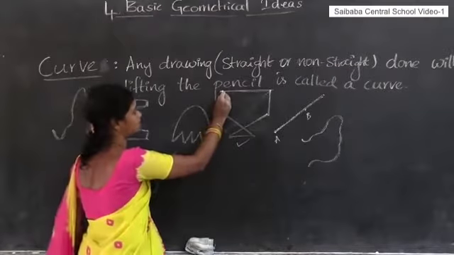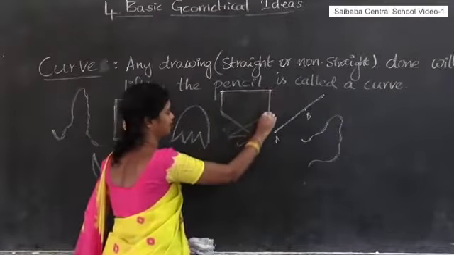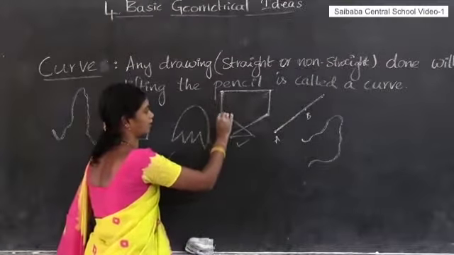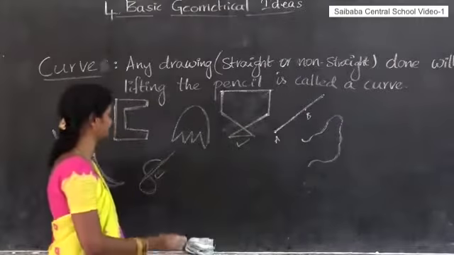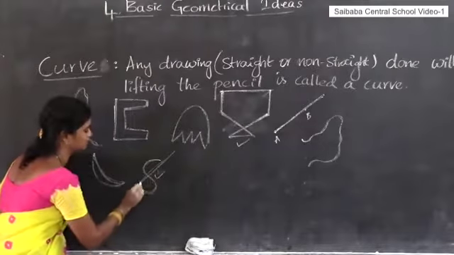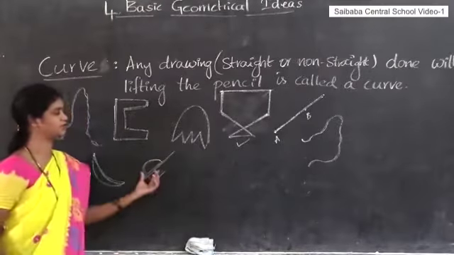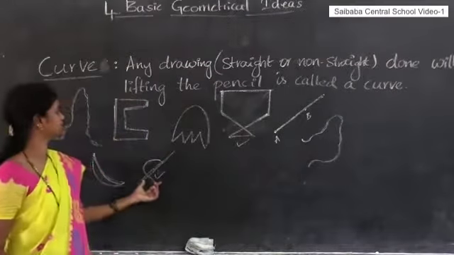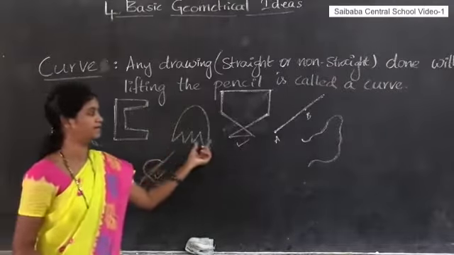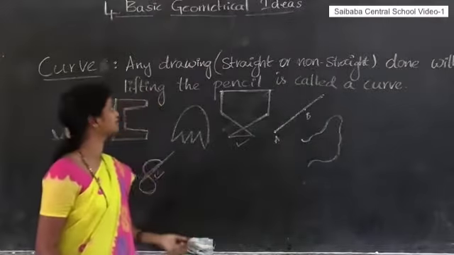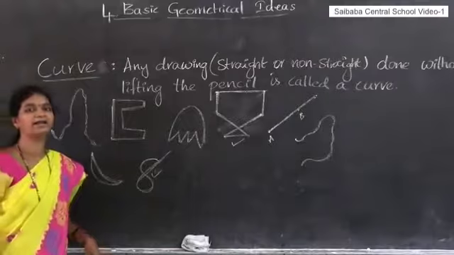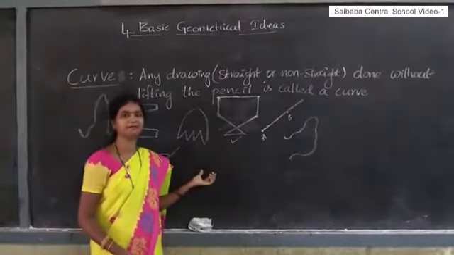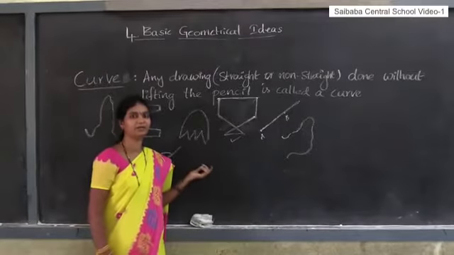Why? If you observe, these are lines, and they are crossing each other here, and here also the line is crossing. So these two curves are not called simple curves, and the remaining are all called simple curves. These curves are divided into three types: simple curve, closed curve and open curve.